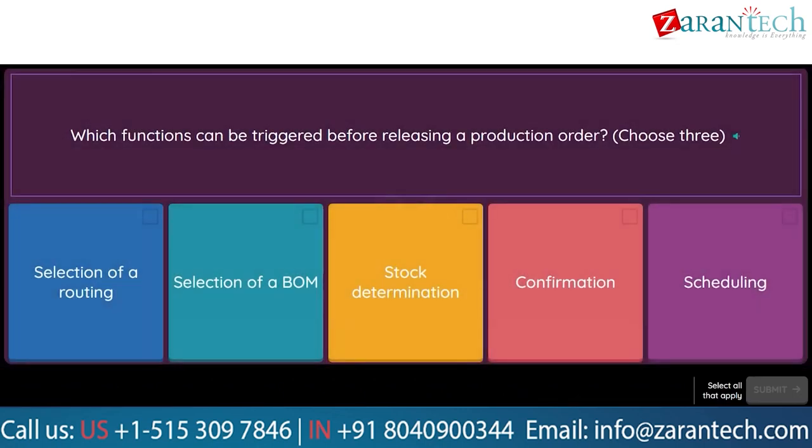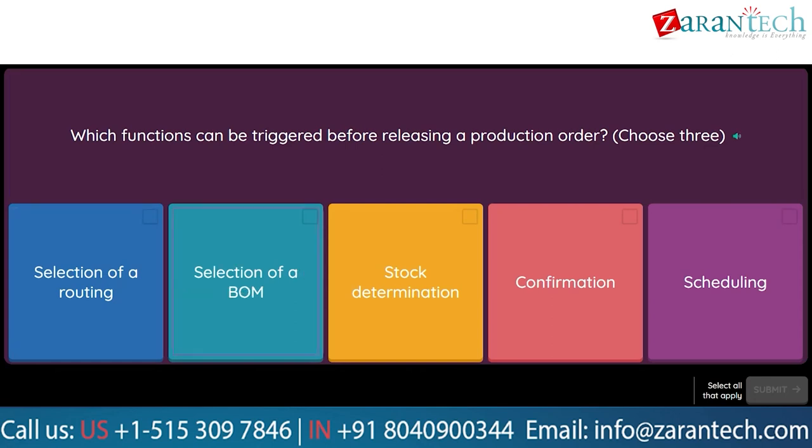Question: which functions can be triggered before releasing a production order? Choose 3. Option 1. Selection of a routing. Option 2. Selection of a BOM. Option 3. Stock determination. Option 4. Confirmation. Option 5. Scheduling.